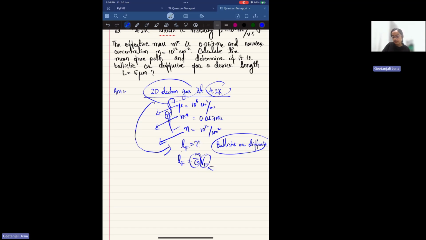For 3D, we have seen the relation: it is 3 pi square n to the power 1 by 3. Similarly, first we need to see what is the k F for the 2D system. So for 2D, we can write kx is nx pi by Lx and ky is ny pi by Ly.